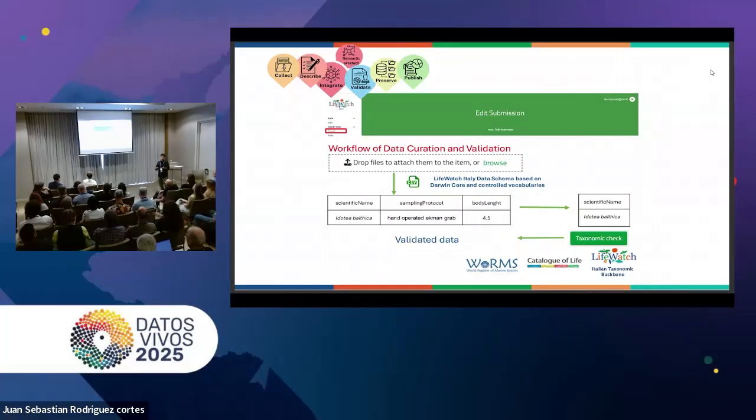Of course, when you put data into the data portal, you start a workflow of data curation that checks primarily that the data are in the schema of LifeWatch Italy, which is based on Darwin Core, by the way. And then, if you have a scientific name in your data, you have a taxonomic check. Here you can decide to control against international backbones, or we maintain an Italian taxonomic backbone, so you can decide to check and validate against this.